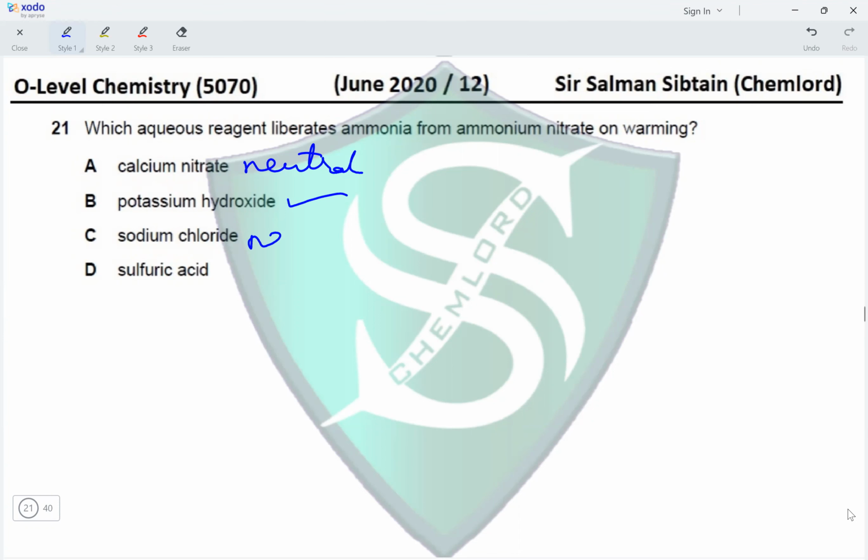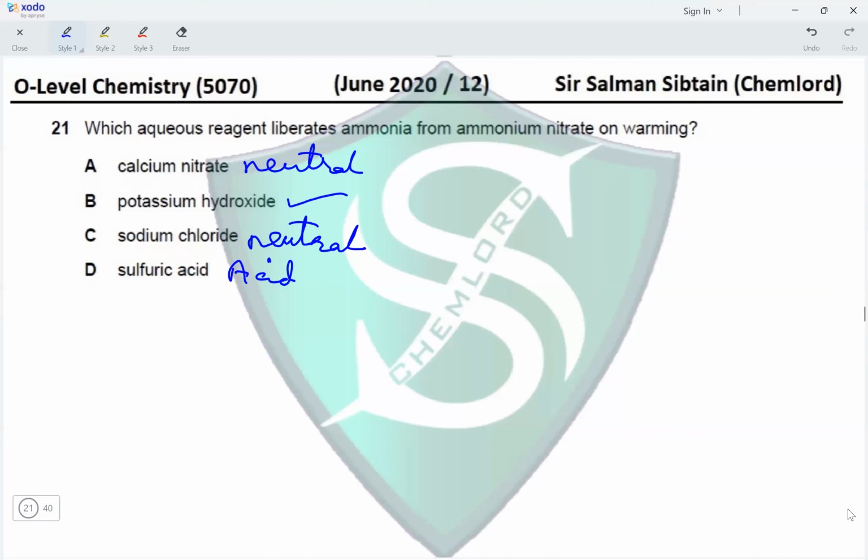Sodium chloride. Sodium chloride is again a neutral salt, and sulfuric acid is an acid. An acid will not liberate ammonia from an acid salt. In fact, if ammonia is present, the acid itself would react with it, forming ammonium sulfate. So there is no chance ammonia gas can be given off.